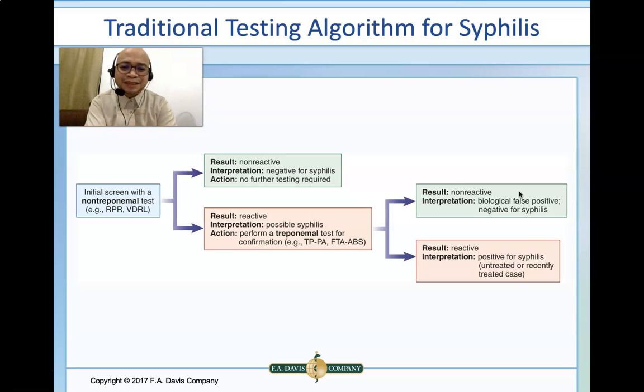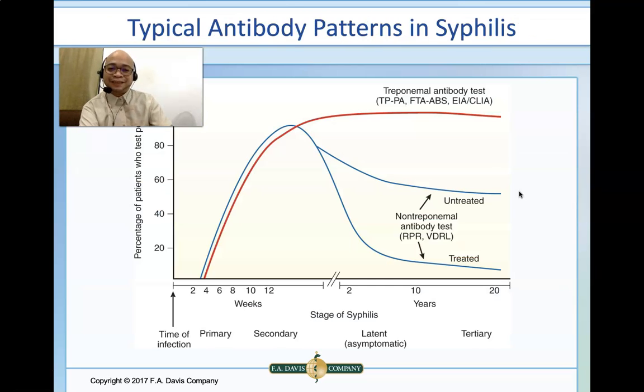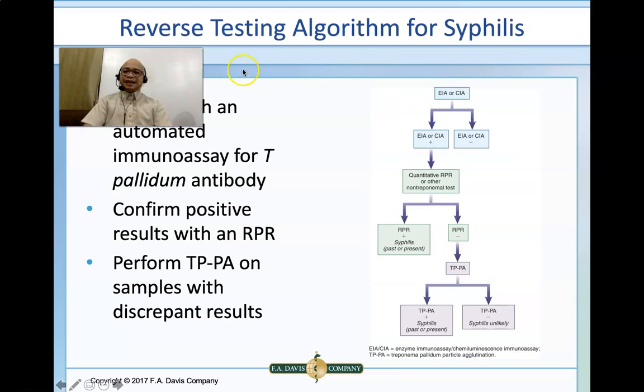Which means the patient is simply negative for syphilis. But if the person is still reactive, it means that the person is positive for syphilis, or has been untreated for syphilis, or is a recently treated case, because again, the treponemal test remains positive for a very long period of time and persists much longer.